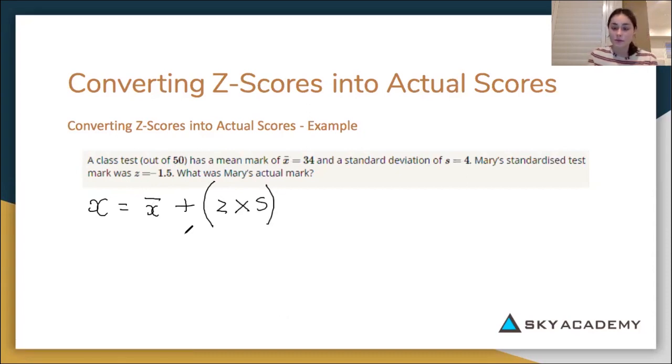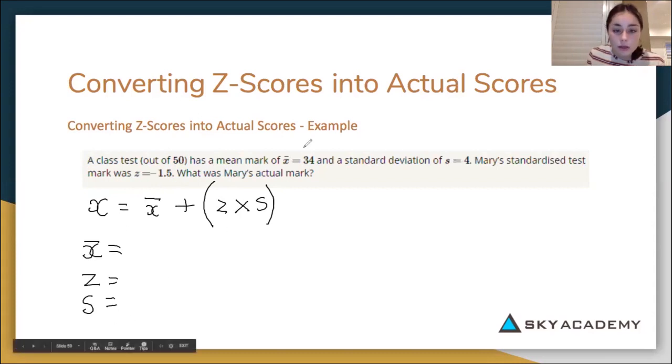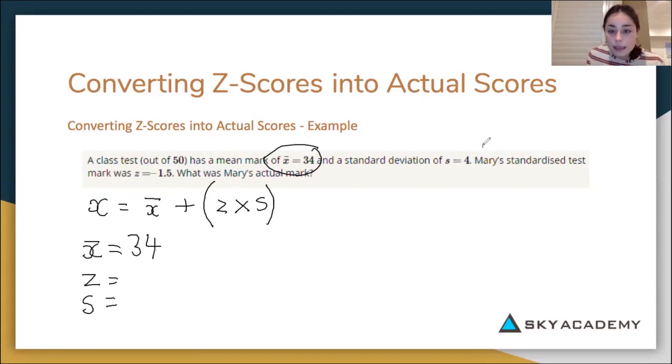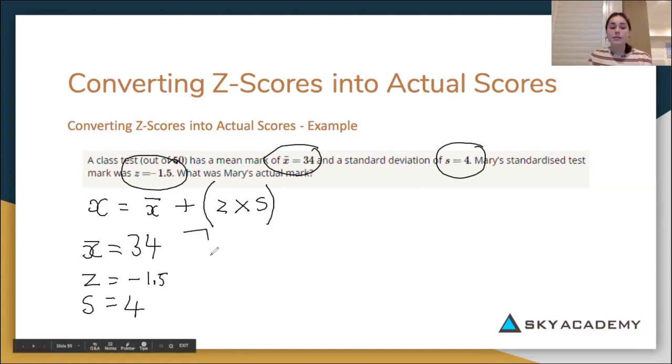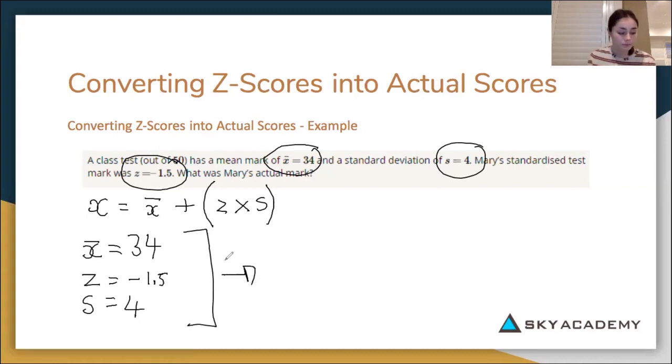Now that I've got my formula down, I'm going to write down what I know. I need to know the mean of X, my Z-score and the standard deviation. So let's go back to the question and find this information. Here is the mean of X, so 34. Here is standard deviation, which is 4. And here is the Z-score of negative 1.5. Now I'm going to sub this into the formula.